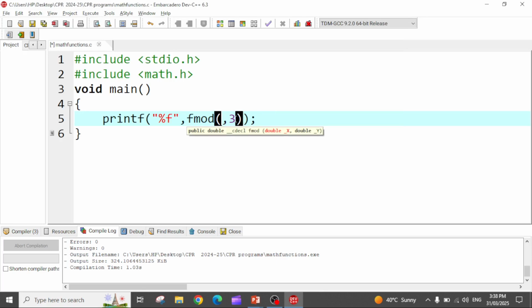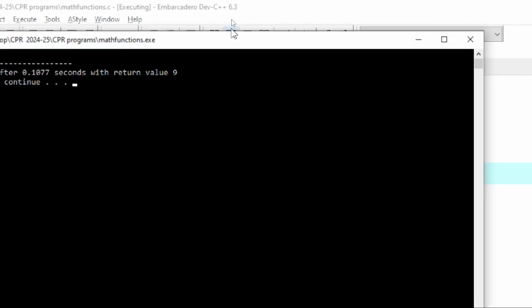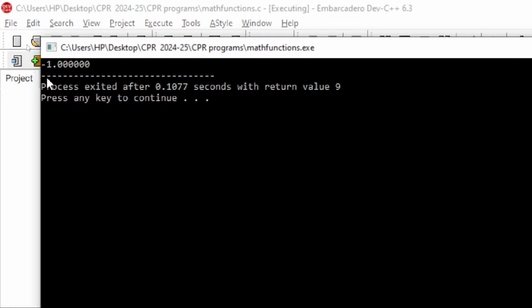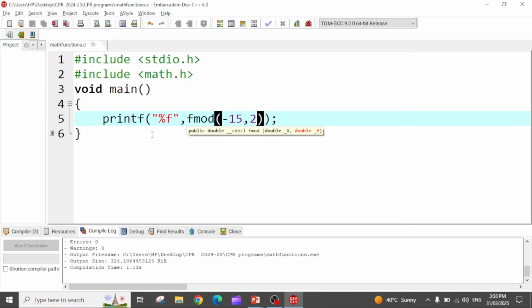Change the numbers. First number is minus 15 and second is say 2. Now what will be the answer for this? So we have obtained -1.0 as a floating point remainder. Whenever the first number is negative, that sign is taken as the sign of the answer. So no doubt 15 divided by 2, the remainder is 1, but as the sign of the first number, that is 15, is minus, my answer is -1.0. So this is all about the fmod function.